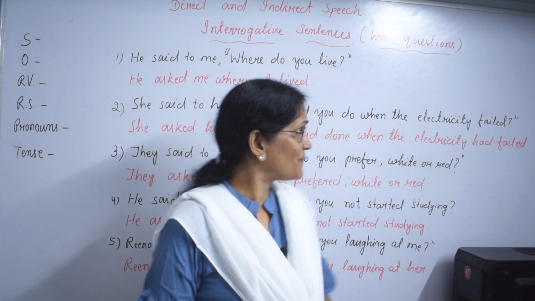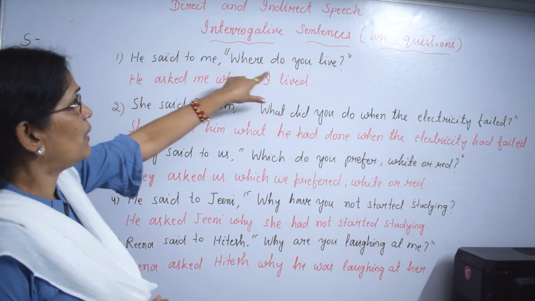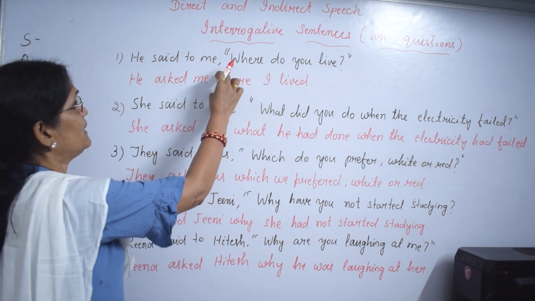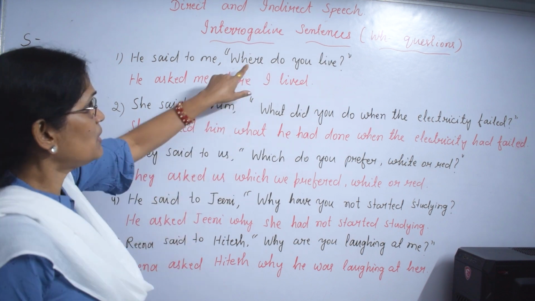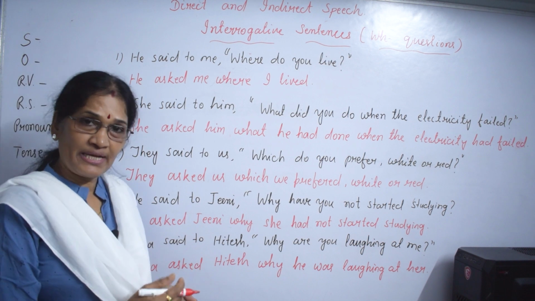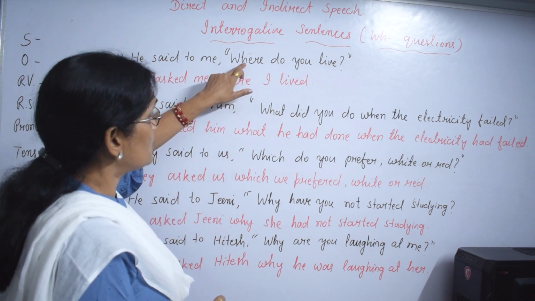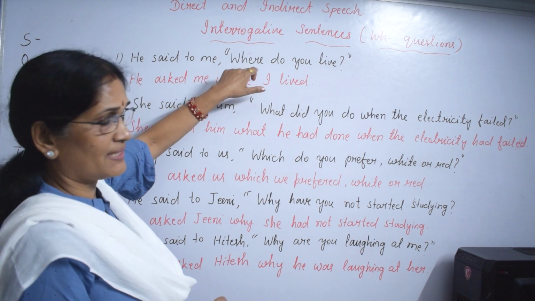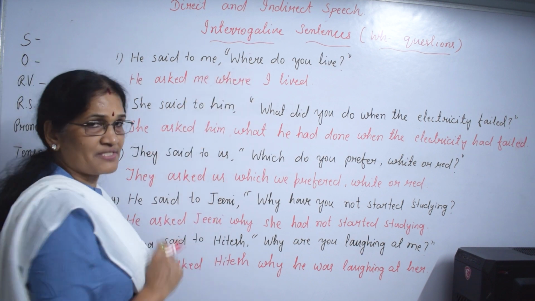Let's start the concept. He said to me, "Where do you live?" This is one interrogative sentence using a WH word. When we change from direct to indirect speech using a WH word question, whichever WH word is used in the sentence will be the conjunction in indirect speech.